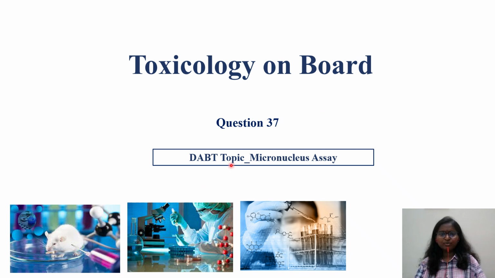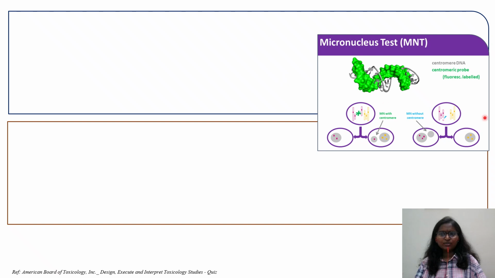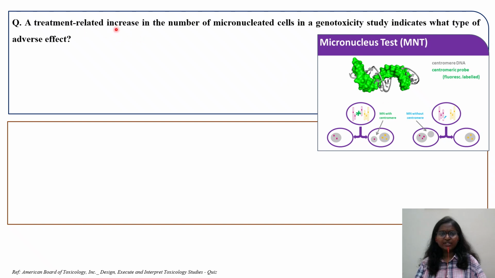In this video, we'll be discussing the DABT topic micronucleus assay. So let's directly dive into the question. The question is: a treatment related increase in the number of micronucleated cells in a genotoxic study indicates what type of adverse effects? So we need to understand the treatment related increase in the number of micronucleated cells in a genotoxic study.